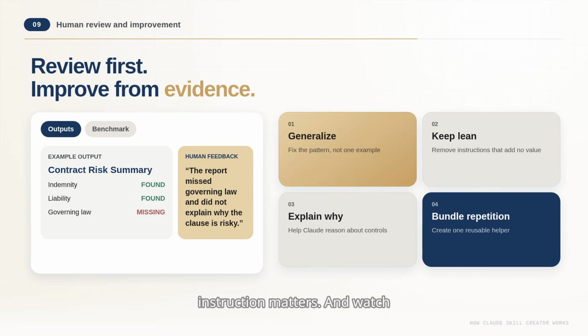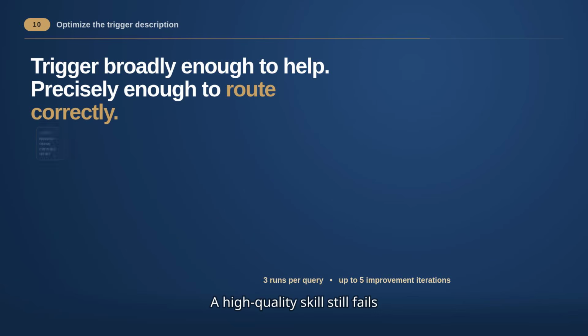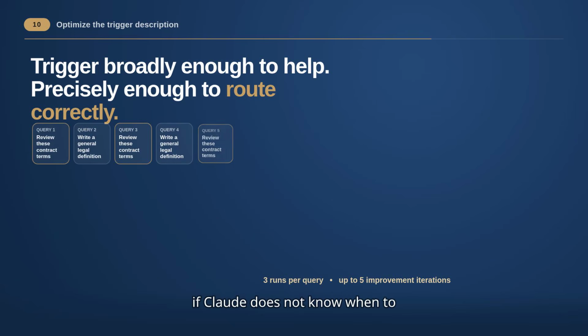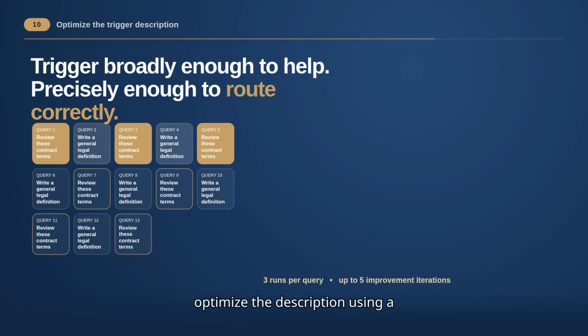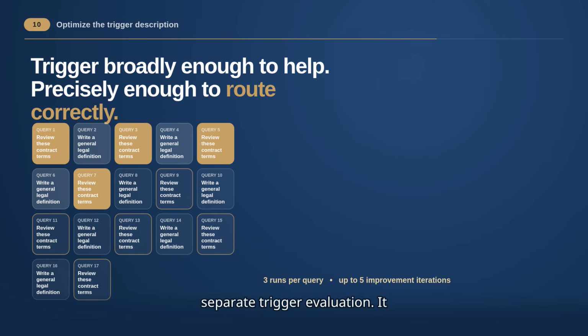And watch for repeated work across test cases. If every run independently builds the same helper script, bundle that script once. Then rerun the same tests in a new iteration and compare again. A high-quality skill still fails if Claude does not know when to use it. Skill Creator can optimize the description using a separate trigger evaluation.